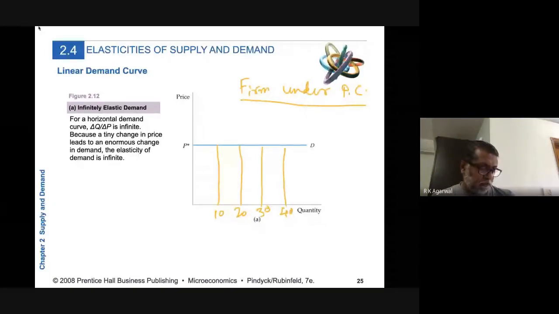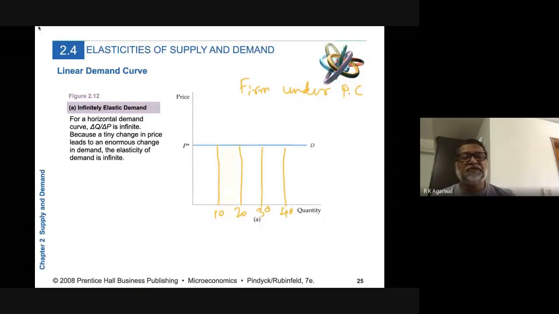Okay, so what does this mean? It means that because a tiny change in price leads to an enormous change in demand, that the price has not even changed a wee bit. So I think this word tiny is not the right word. You have not changed the price. Prices still remain the same. But even then, the demand changes enormously. That is why we call it infinitely elastic demand curve.